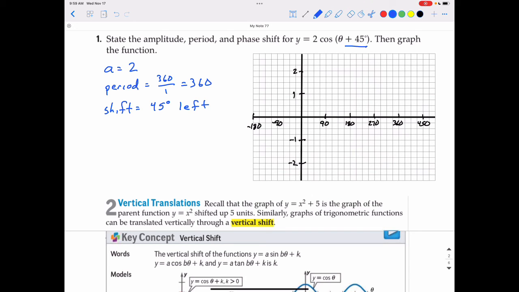So again, I'm going to graph the parent function. The parent function will be y equals 2 cosine of theta. So I still include the 2 with the parent function. I'm not going to include the 45 because the 45 is the shift. So 2 cosine of theta starts at the high point at (0, 2). A full period will occur 360 degrees later. Halfway between the highs will be the low point at 180. And then halfway between the 180 and the high points are the intercepts. So one full period in a red dotted line would look like this.